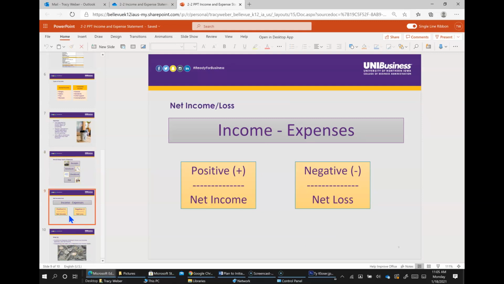The final section is the net income section. Net income is a calculation. Income minus expenses equals net income if it's positive. Net loss if it's negative.